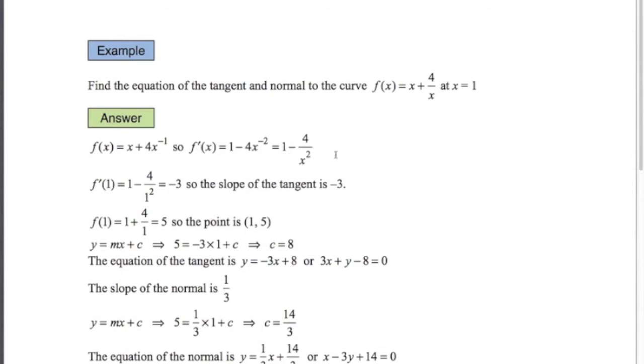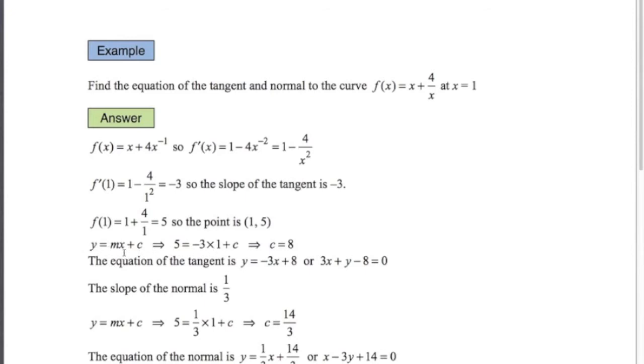Okay, we want to know what the slope is when x equals 1. So I substitute 1 into that equation, giving me minus 3. So there's the slope of the tangent. I also want to know what the y value is here. So when x equals 1, substitute 1 back into the original equation, giving me 5. So we've got a point on the curve, we've got the gradient of the line, and so therefore we can work out the equation of the line.